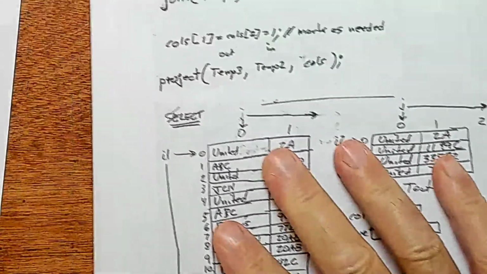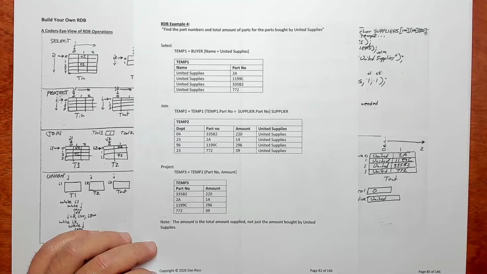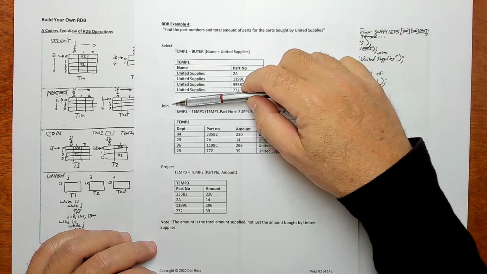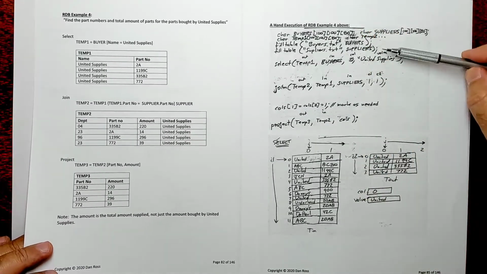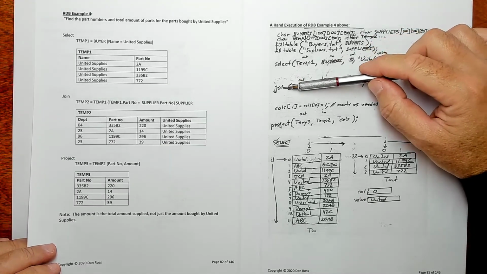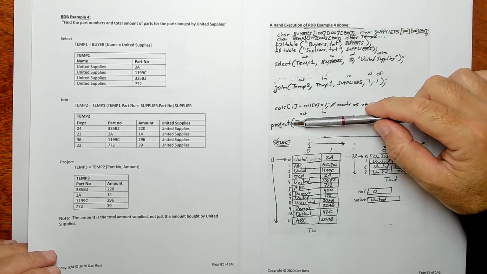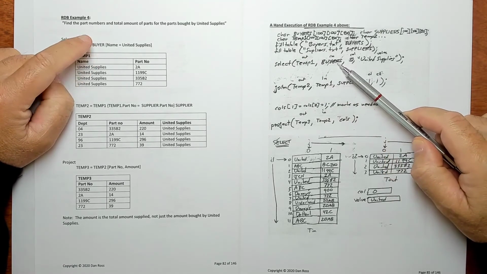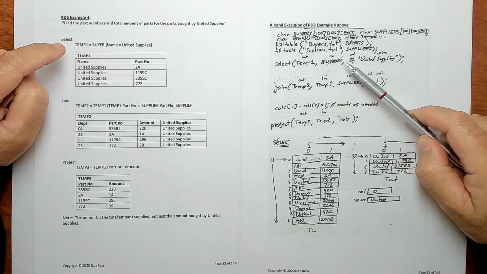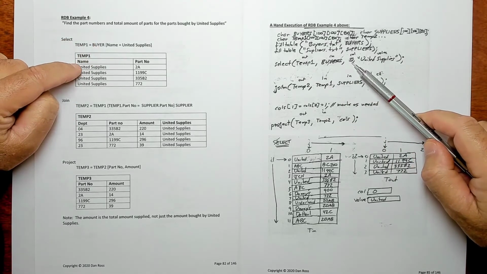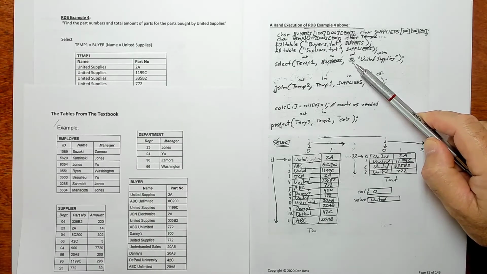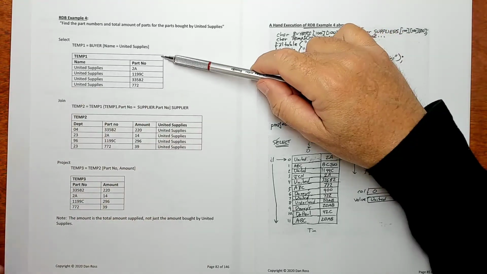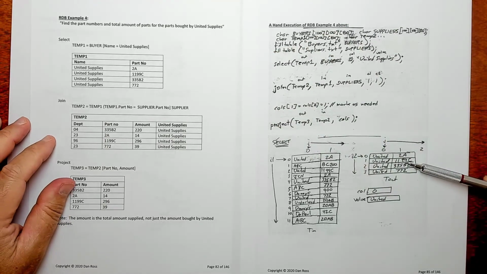I think I have a hand execution here of example 4 from earlier in the notes, where we're doing these 3 operations: select, join, and project. This is what that would look like in code. There's a select, a join, and a project. I'm generating a table called temp1 by doing a select operation on the buyers table, and I'm looking for column 0. Where's buyers? It's over here, right? Column 0 on buyers. I'm looking for the value United Supplies, and the result is this guy. This is what that looks like in code.